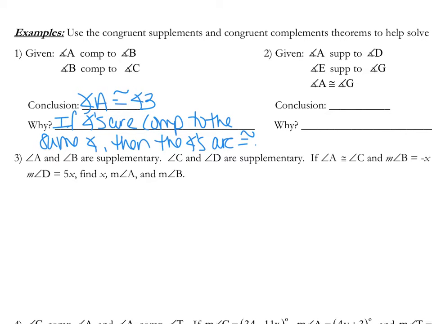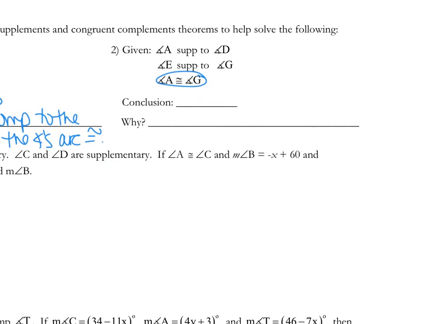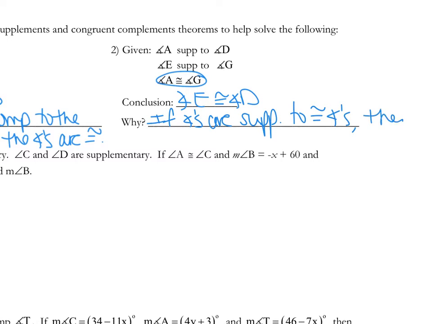it says angle A is supplementary to angle D. Angle E is supplementary to G, and we know that angle A is congruent to angle G. Then we can say that angle E is congruent to angle D, because if angles are supplementary to congruent angles, then the angles are congruent. So again, it's just taking these new definitions that we're learning and applying them.